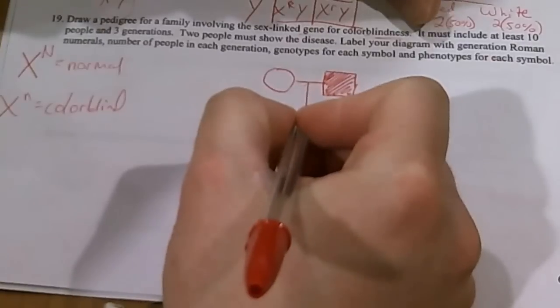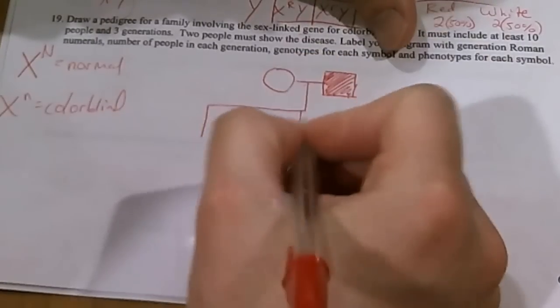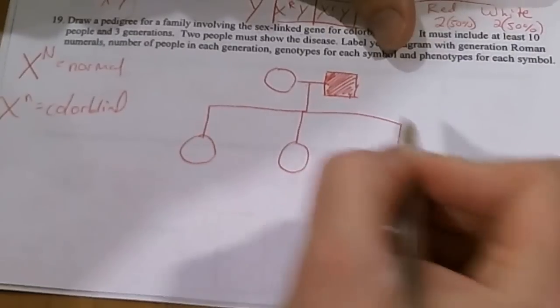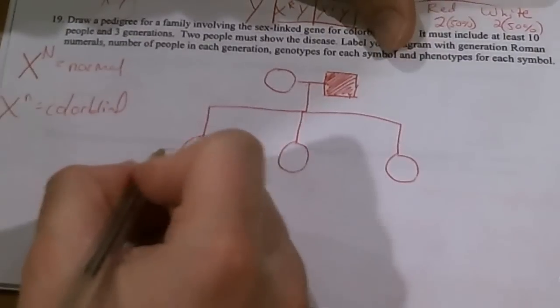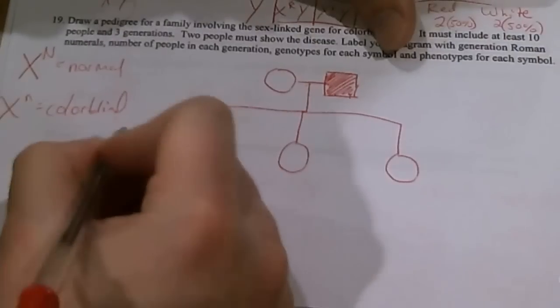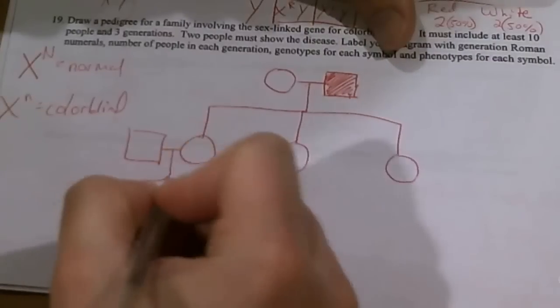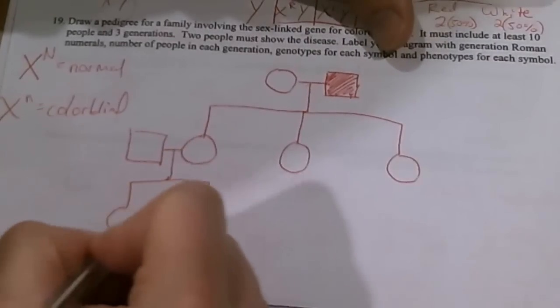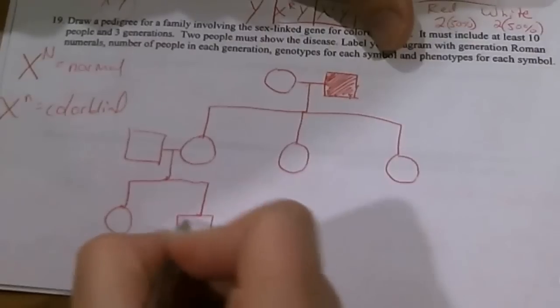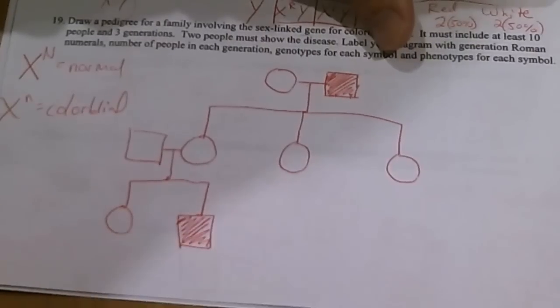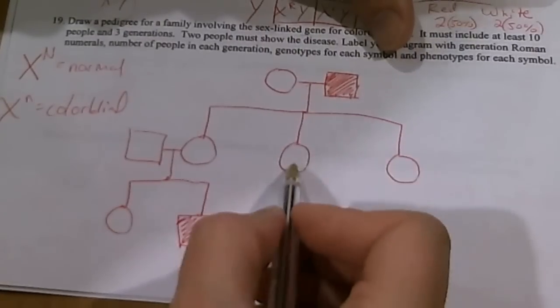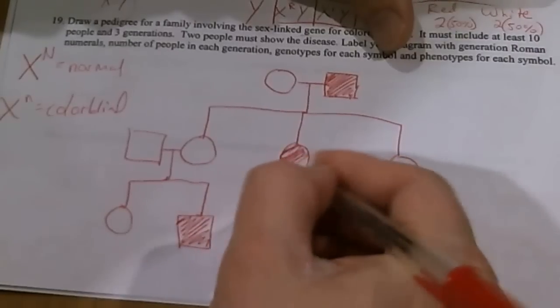And then those individuals there have 3 baby girls. Girls are once again circles. This woman here married a normal man, and they had 2 kids, 1 female and 1 male. And this male was born with colorblindness. One of their daughters right here was born with colorblindness.